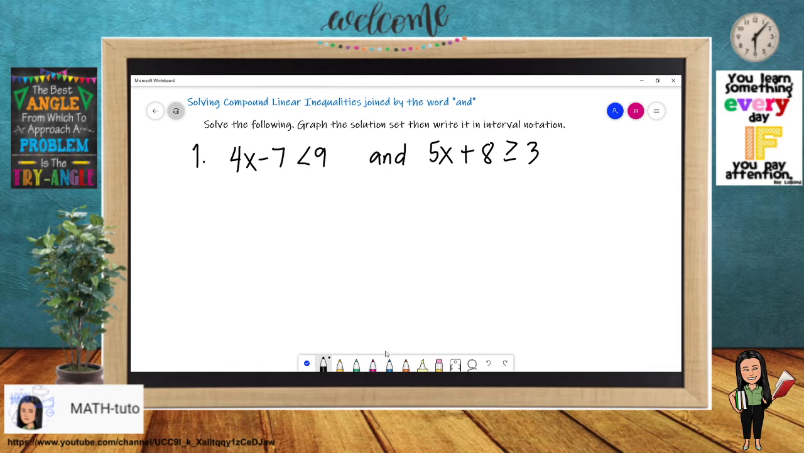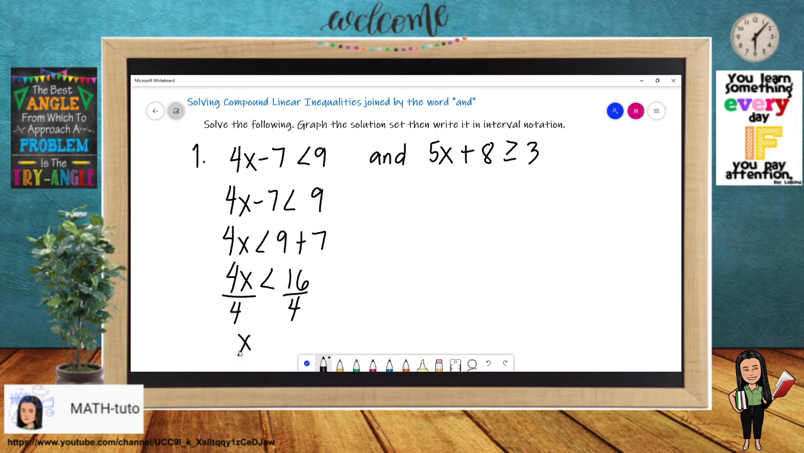Okay. Solve muna natin yung 4x minus 7 less than 9. We have 4x, rewrite ko muna, less than 9. 4x less than 9 plus 7. So, we have 4x less than 16. We divide both sides by 4. x is less than 4.